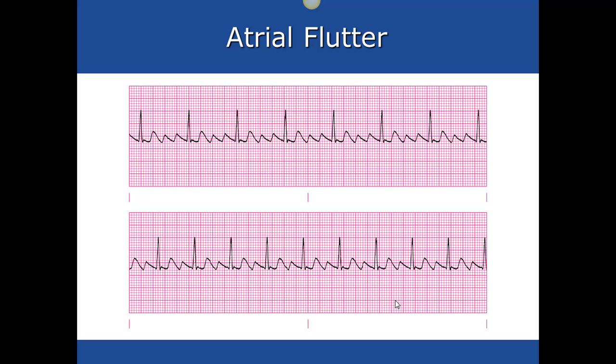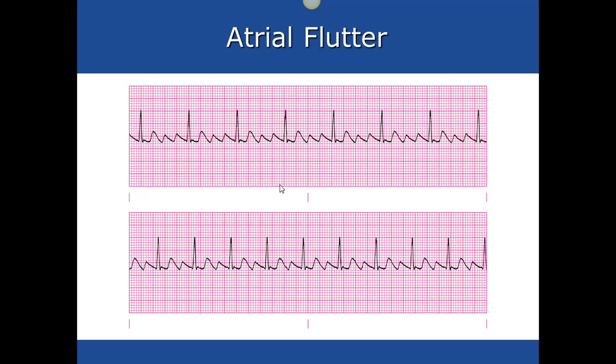So let's take a look at these two rhythms. These are two entirely different rhythms, and let's go through each one of them. At the top strip, the rate is going to be 80, and we can see that the rhythm is fairly regular. P waves have been replaced by F waves, and that's these waves right here. As you look, they kind of look like a sawtooth, right?